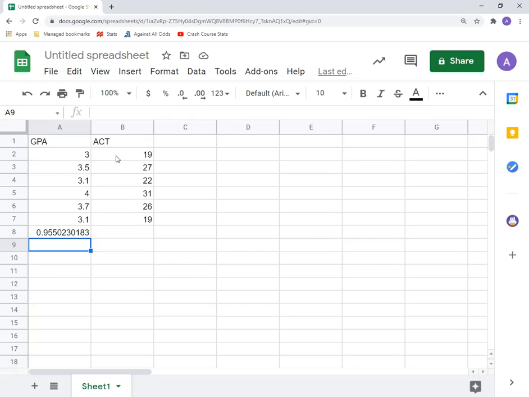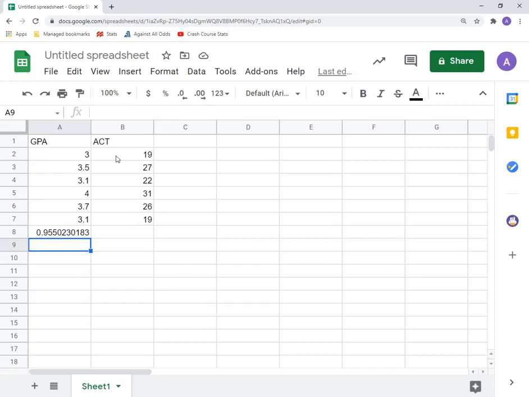So the way I would say it is, an R value of, and then I give my R value, 0.955, and then I would talk about whether it's strong or weak or moderate. In this case, it's relatively strong, fairly strong. You could even just say strong. We'll talk in a little bit about what our values are for moderate and weak and that kind of stuff.